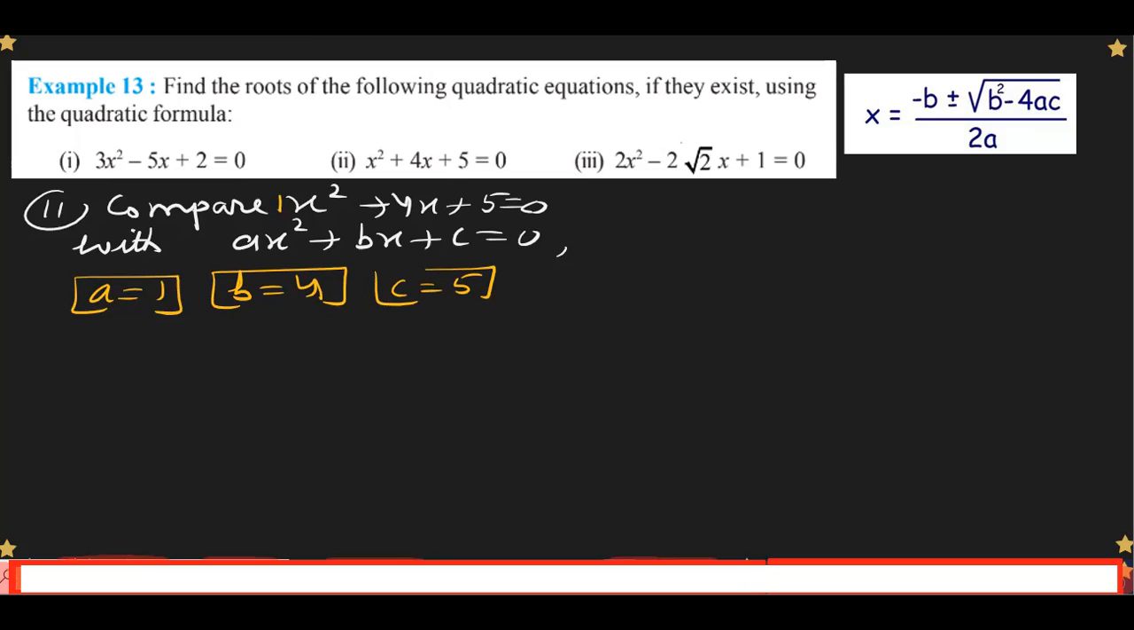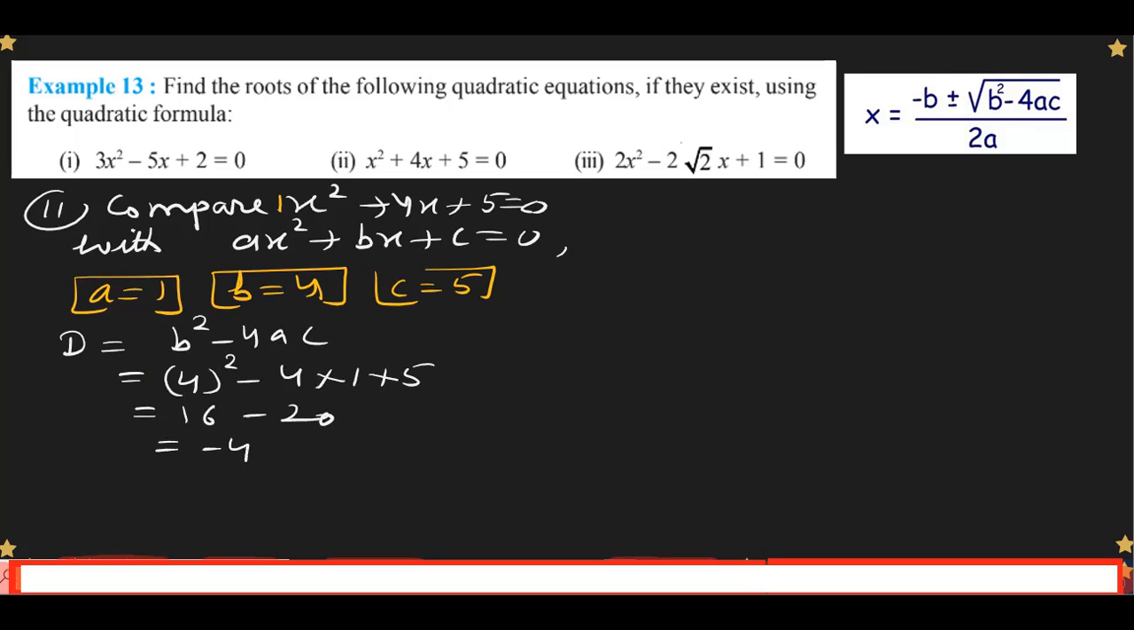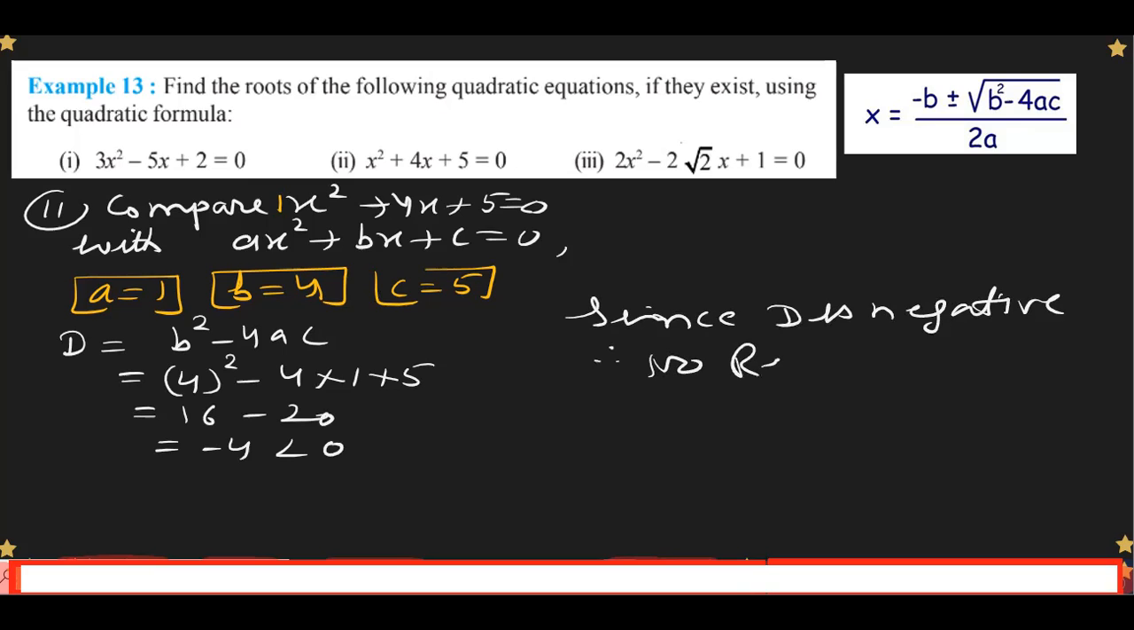Now finding the discriminant: 4 whole square minus 4 into 1 into 5, that is 16 minus 20, that is minus 4, which is less than 0. So we can write here, since the discriminant is negative or less than 0, therefore no real root exists, and this is the answer of this question. None of its roots will be real, and that is the answer.